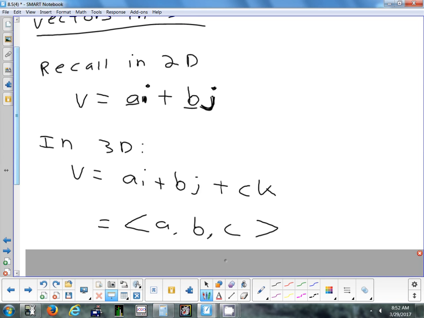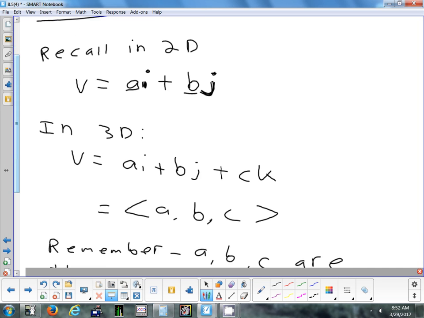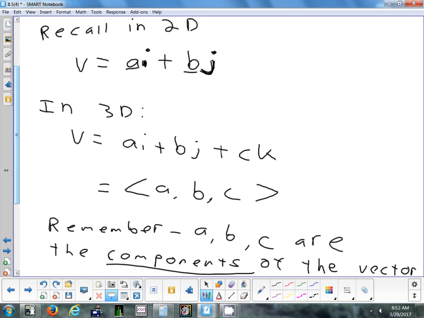Okay, if you wanted to write it in the algebraic notation, that's what we call the angle brackets, it would just be A comma B comma C. So just like in 2D, you should be able to work with either notation. So any questions on how to write a vector in 3D? Okay, so the A, the B, and the C, those are the components. I'm not going to say the horizontal and vertical components anymore, because when you're working in 3D, that can be a little confusing. I'll say the x-axis component, y-axis, or z-axis.